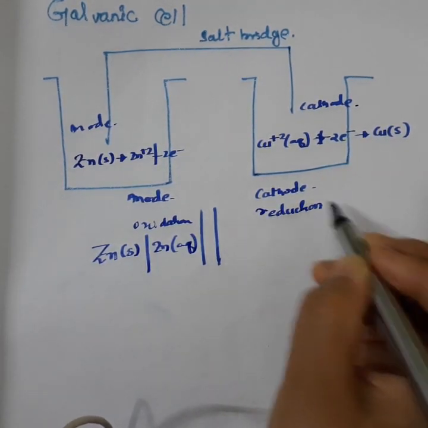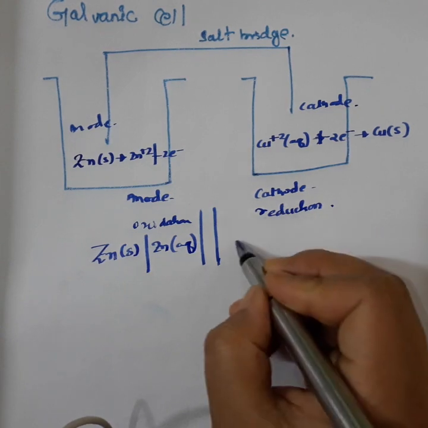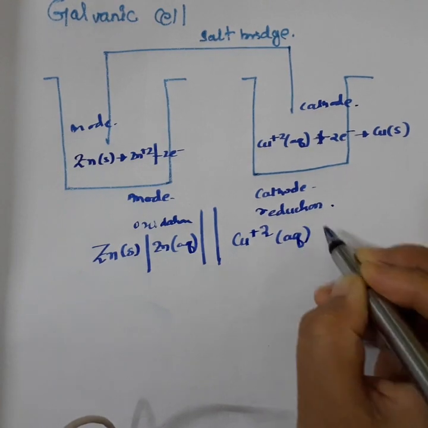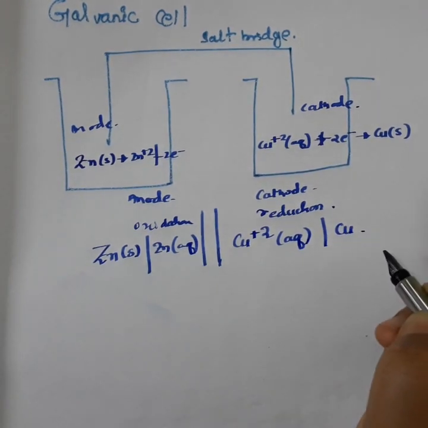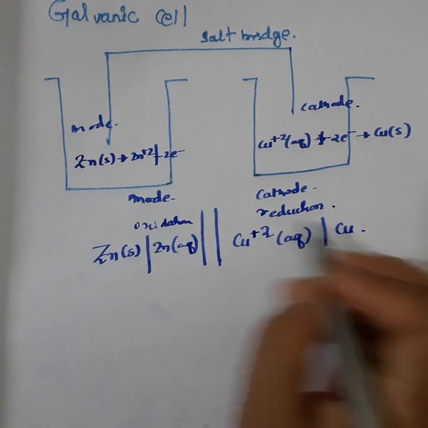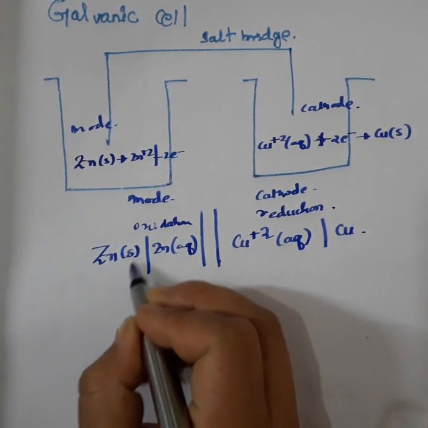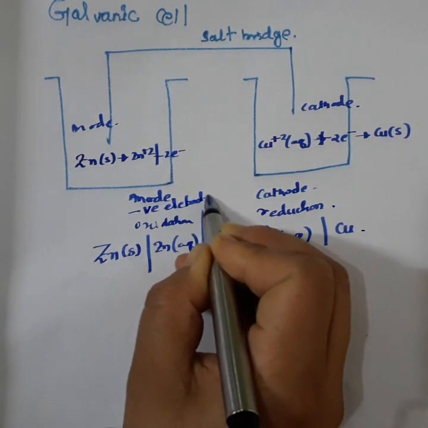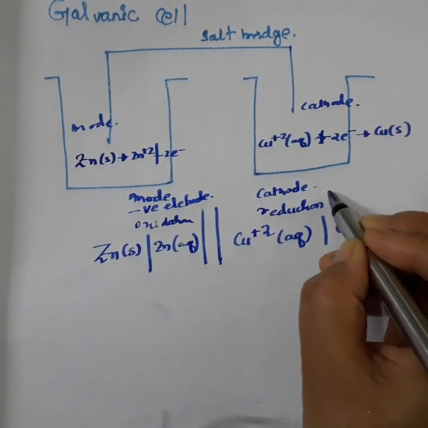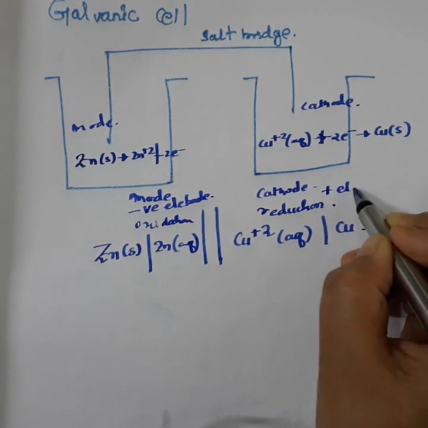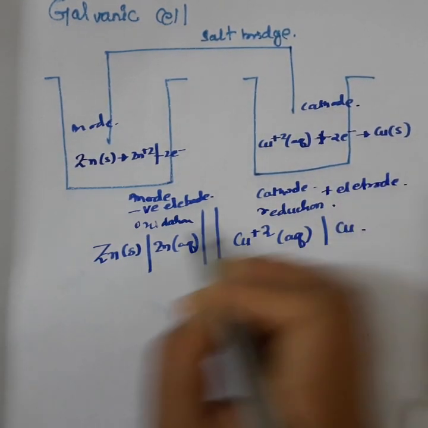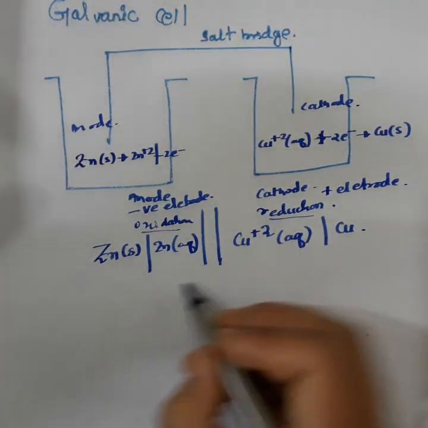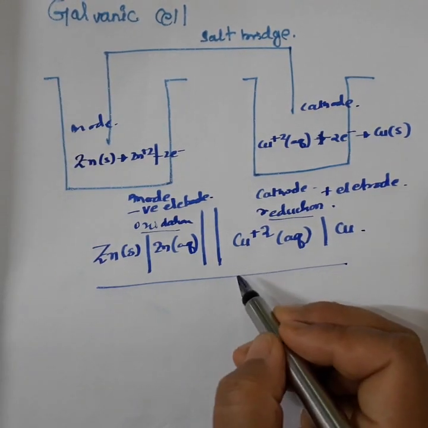Okay, now at the cathode, what is the change? The change is from copper ion to copper. So this is how your cell is represented. The anode is your negative electrode, and the cathode is your positive electrode. And at the anode, what happens? Oxidation, and at the cathode, reduction. This is the simple representation of your galvanic cell.